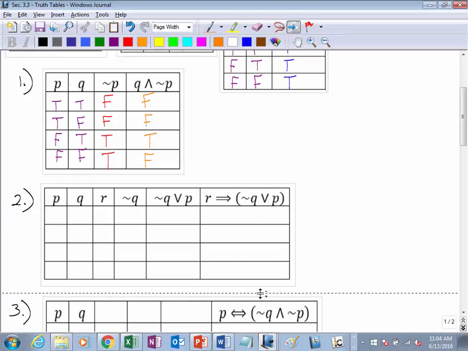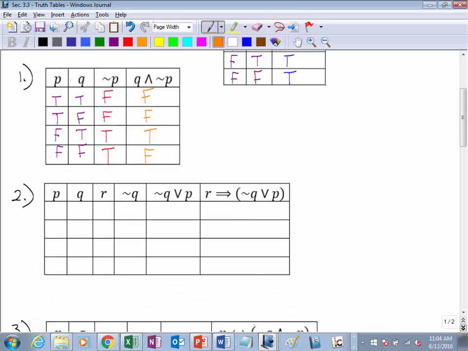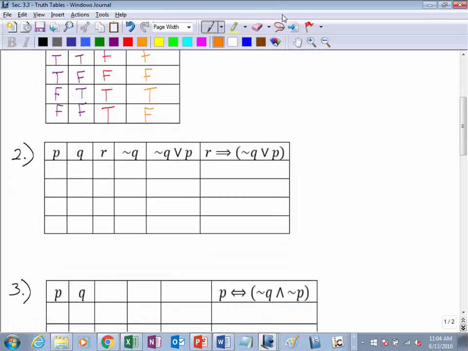Let's see. Now on number 2 I have R, and I failed to give myself enough rows to do this because I actually need 8 rows.